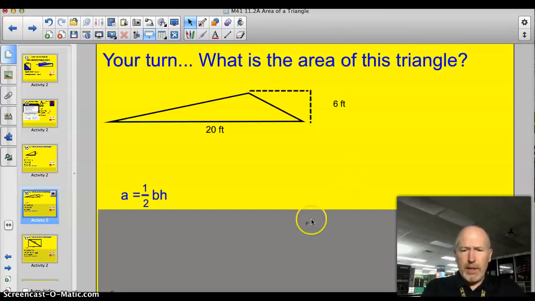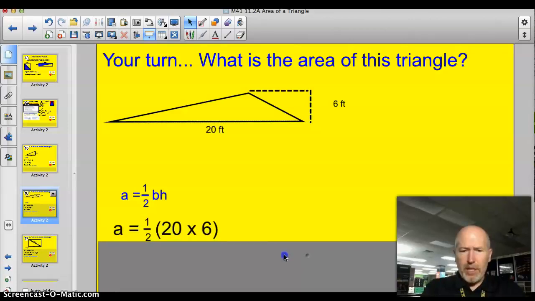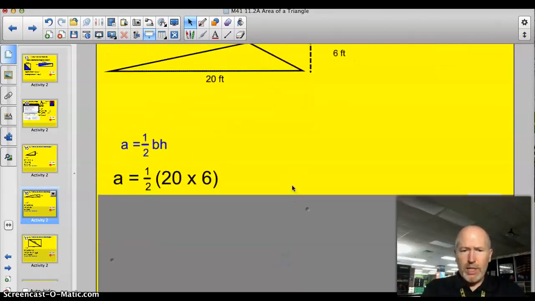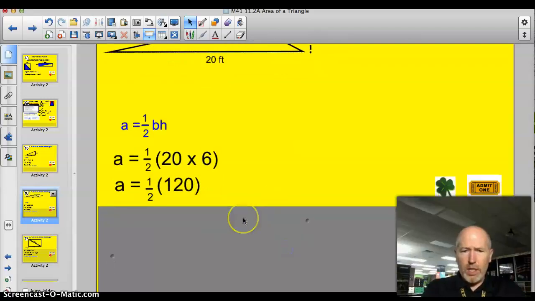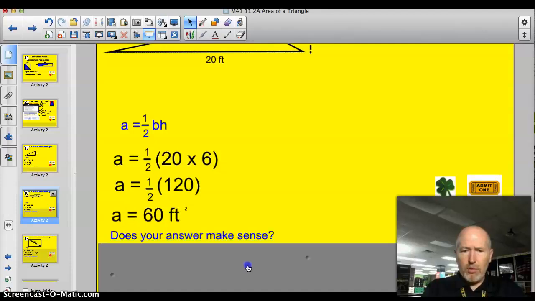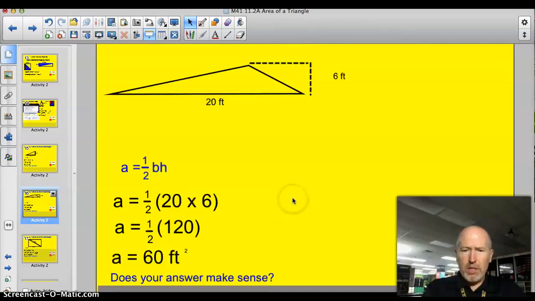All right, let's see how you did. Well, 1 half of base times height, so I got 1 half of 20 times 6, are my two measurements. So that's 1 half of 120, or the area would be 60 feet squared. Does the answer make sense? Yeah, it's in feet. I had feet were my labels, and it would be 1 half of that entire rectangle, which would be 20 times 6, or 120, so half of 120. Yeah, my answer makes sense.